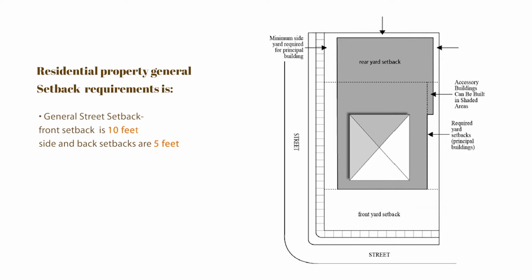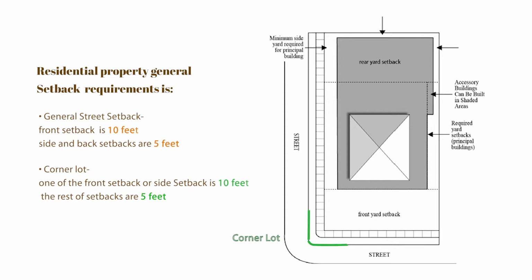Now, if this is a corner lot, at two streets, then as the owner you can choose either side as your street setback. So you only need to pick one side for 10 feet, either side, and then the rest is 5 feet. You don't need both sides at 10 feet unless it is the same street.